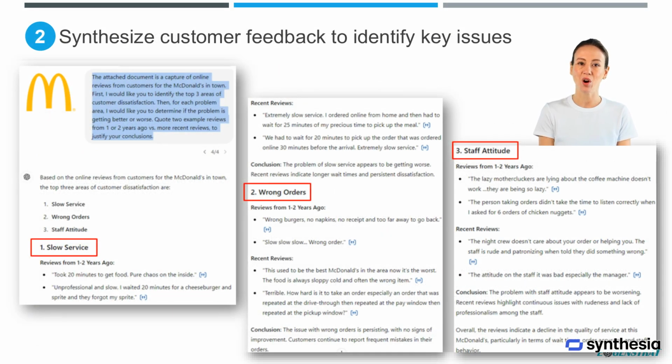Gen AI can also summarize customer feedback. First, copy and paste customer feedback into a document, or ask Gen AI in a separate step to compile feedback for you. Then prompt ChatGPT to synthesize the customer feedback. The example here is for my local McDonald's. ChatGPT identified the top 3 areas of customer dissatisfaction and quoted example reviews to justify its conclusions.